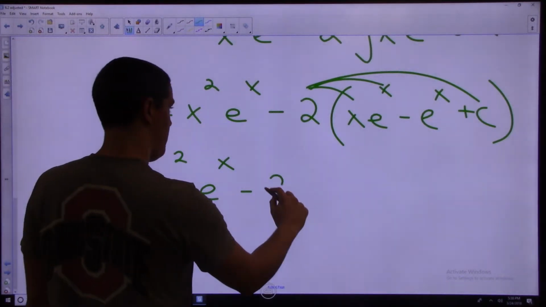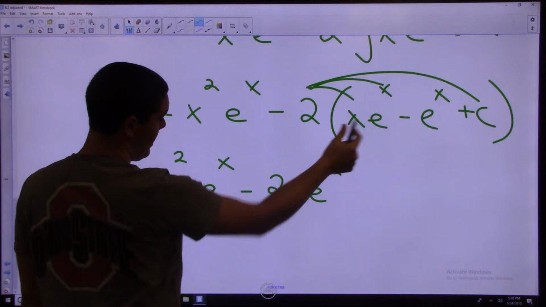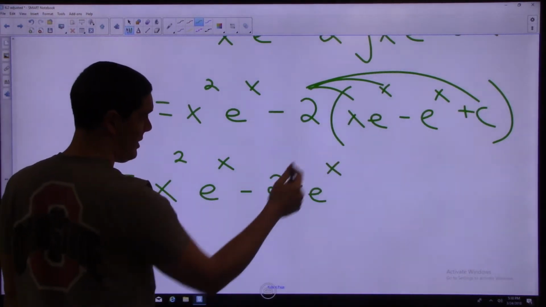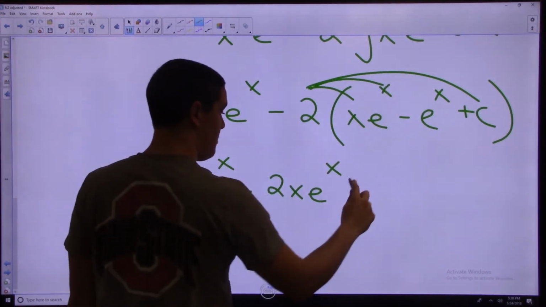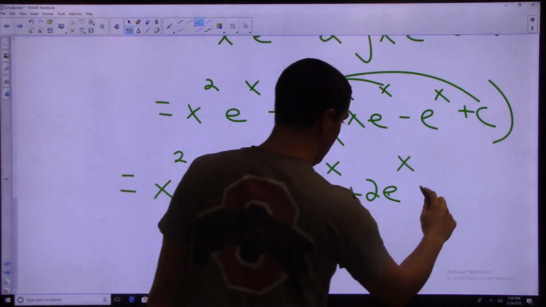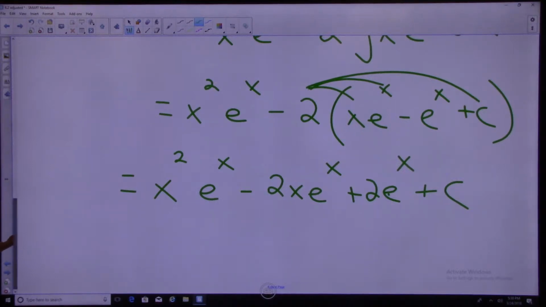So it's going to be minus 2x e to the x. I'm just distributing my negative 2 right here. So negative 2 times x e to the x is going to be negative 2x e to the x. Negative 2 times e to the x, times negative e to the x is positive 2 e to the x. And then negative 2 times c is c. Okay, so that right there is my answer.